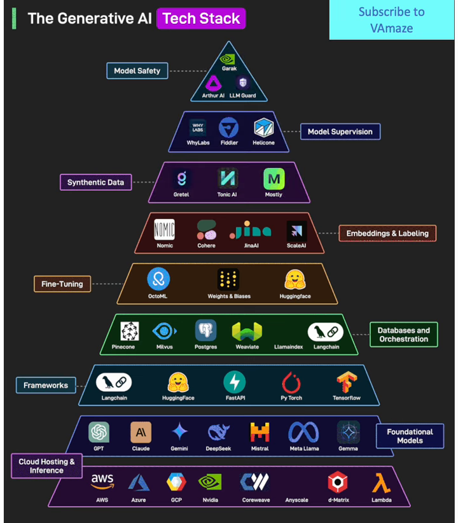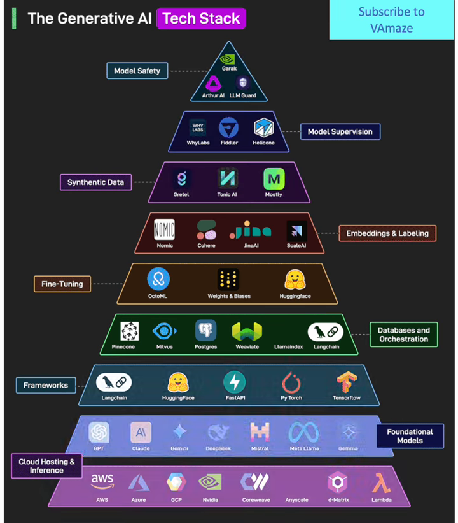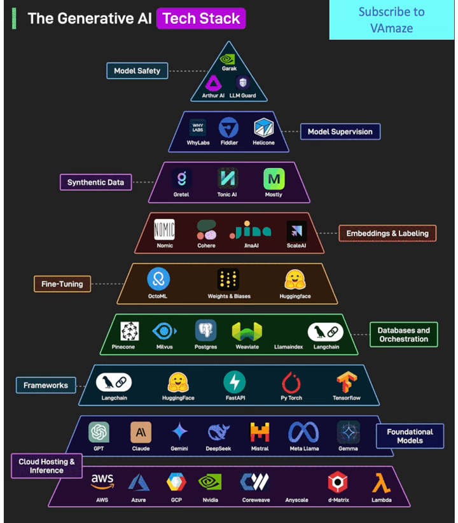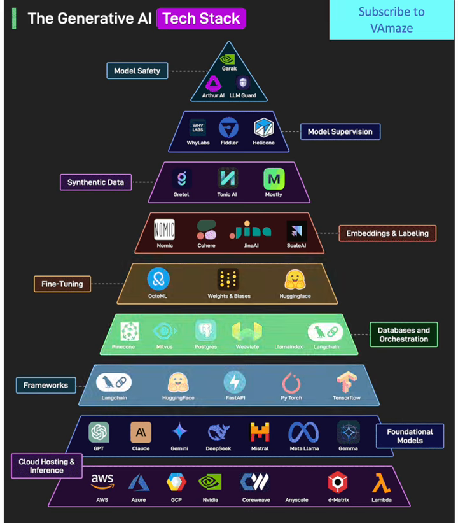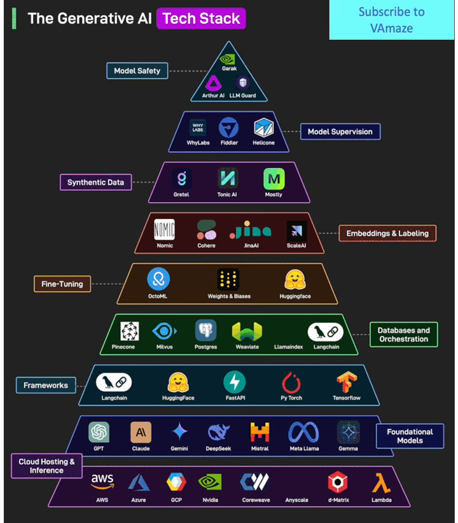Google Cloud Platform, GCP. Compute Engine, GPU-accelerated virtual machines for AI workloads. Vertex AI, unified ML platform for model development and deployment. TPUs, Google's specialized AI accelerators. AI Platform, managed services for ML model hosting and serving.